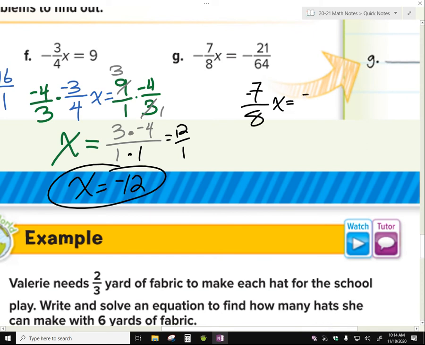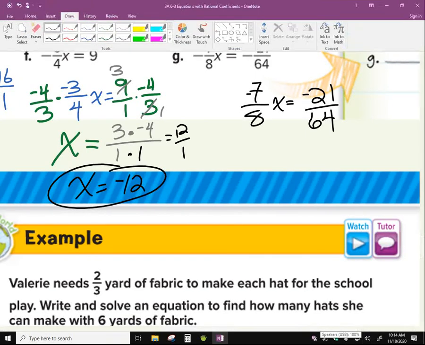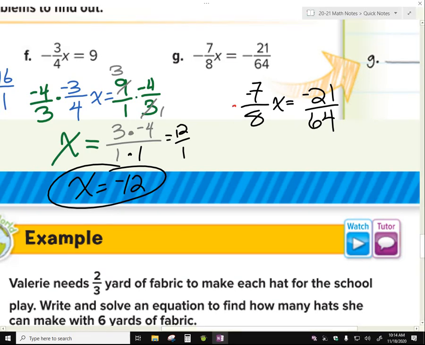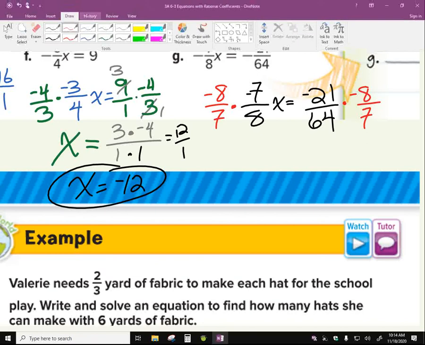Negative 21/64. I have a big numerator and a big denominator over there, so you know that I'm going to be reducing, most likely. I need to multiply the coefficient by its reciprocal. So the reciprocal of negative 7/8 is negative 8/7. So I'm just flipping the fraction. Negative 8/7. Now I'm going to reduce by finding common factors.